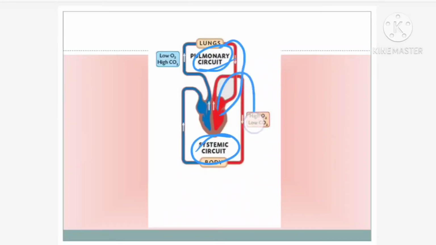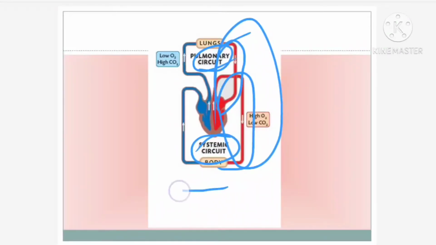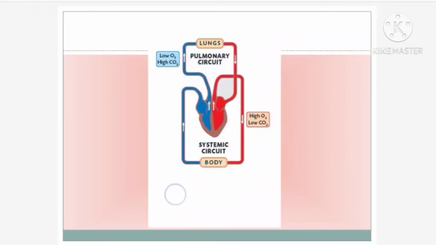From heart to various parts of my body, oxygenated. Red is all oxygenated, oxygen rich blood. From various parts of my body, carbon dioxide rich blood to the heart. From heart to the lungs, it is the pulmonary artery. Okay. Now, listen carefully. One more term is being discussed.